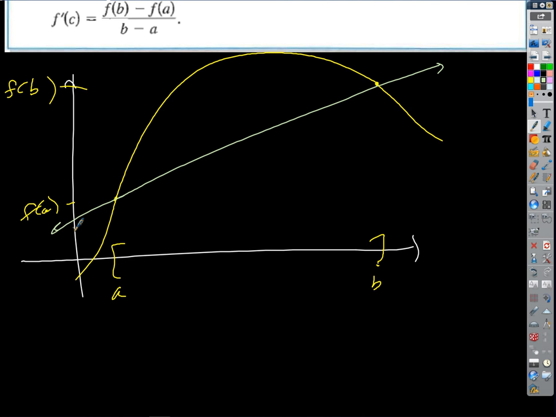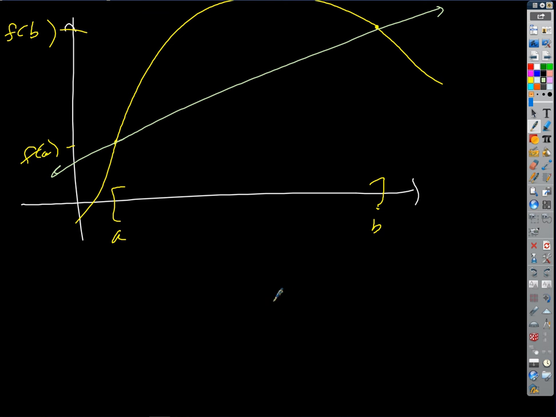a secant line is a line that connects the function in two places. Well, the slope of the secant line represents an average rate of change, right? Yes. Okay? So let me summarize that.